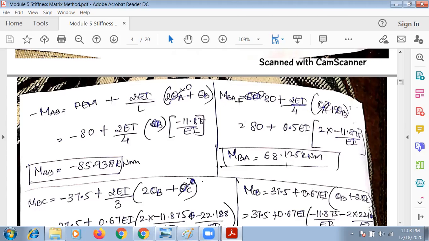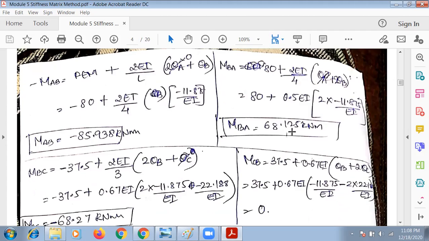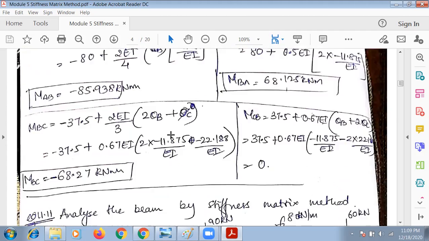Similarly for MBA, apply the same formula: fixed end moments plus 2EI by L, the slope deflection equation. Then similarly MBC is fixed end moments plus 2EI by L, where B is the first term, so 2 times theta B plus theta C. Substitute all the values. Then MCB is again fixed end moments plus 2EI by L.